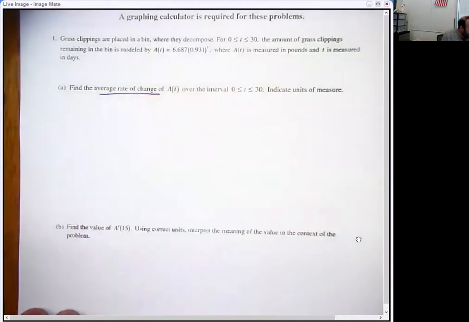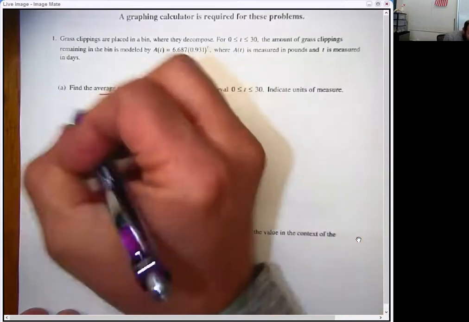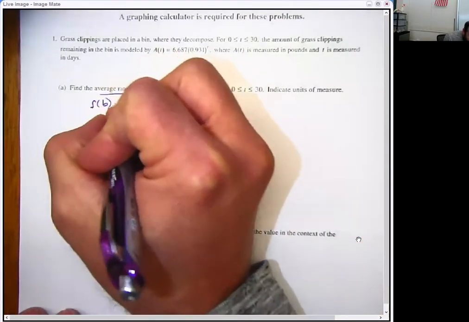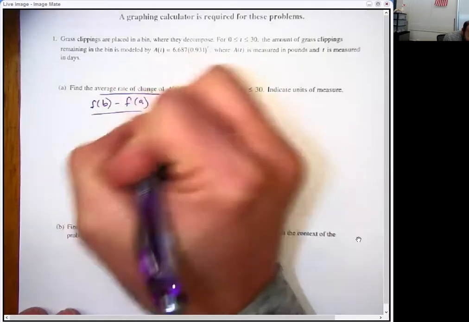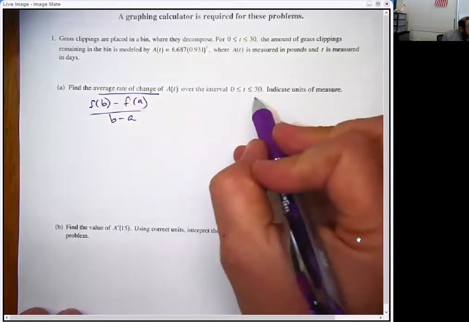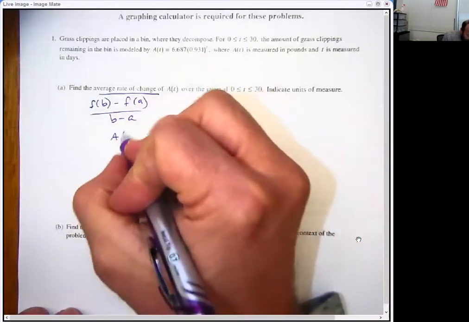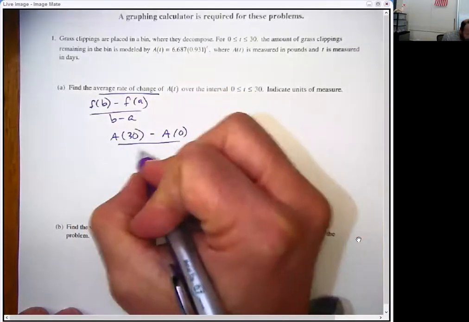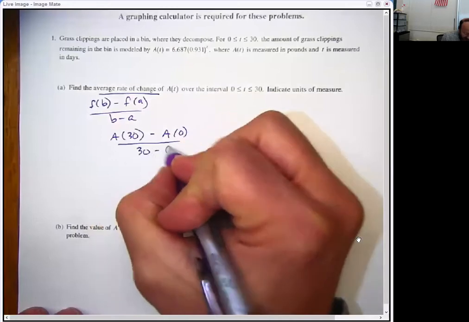The first thing I see in this particular problem is it talks about the average rate of change. We might recall from the beginning of our course that average rate of change is basically our slope equation, f of b minus f of a over b minus a. They're specifically saying on the interval from 0 to 30, so we're going to look at A of 30 minus A of 0 over 30 minus 0.